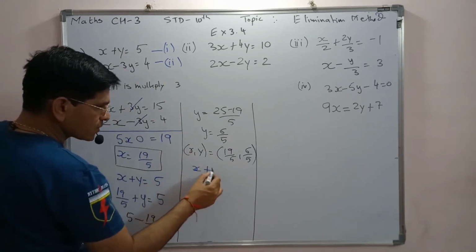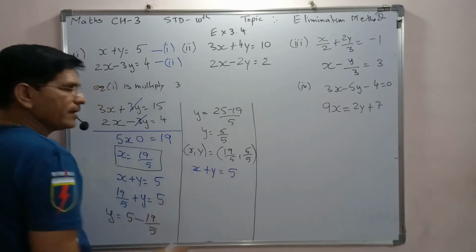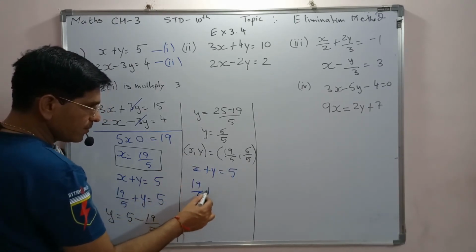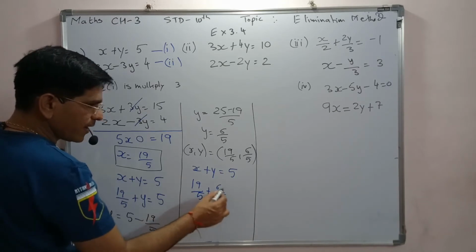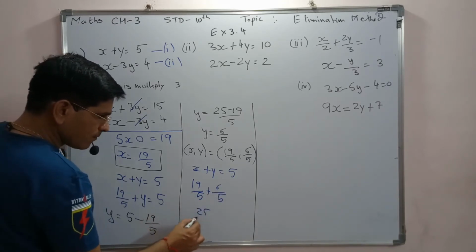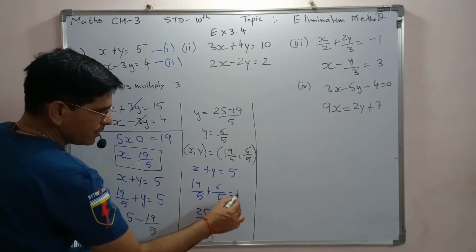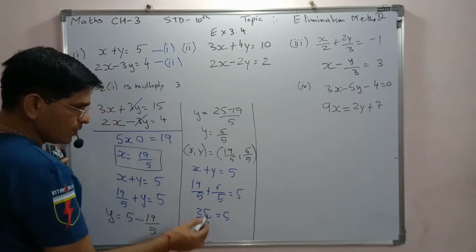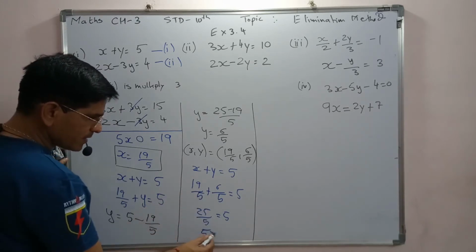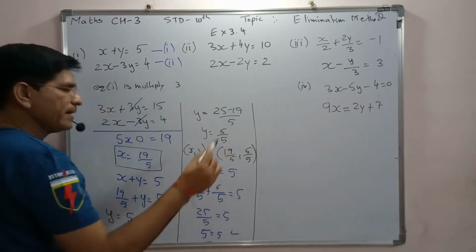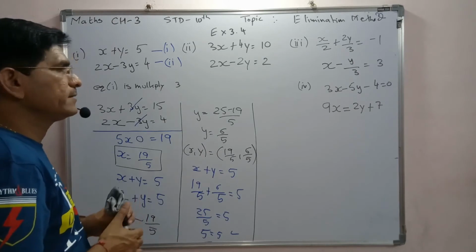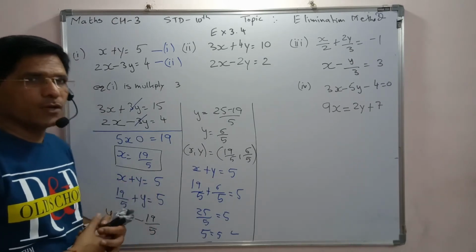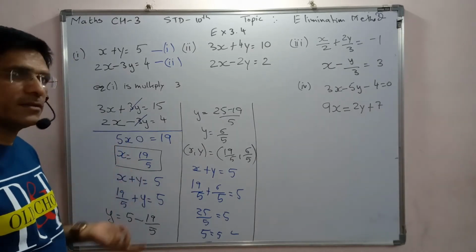So x plus y is equal to 5. Now I have to put the values 19 upon 5 plus 6 upon 5. So 25 by 5, that is 5. So you will see that left hand side is equal to right hand side. Hence our answer is correct. So it is very easy when we are doing this type of sum.